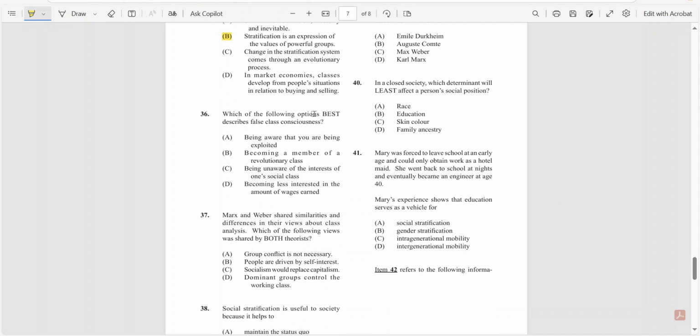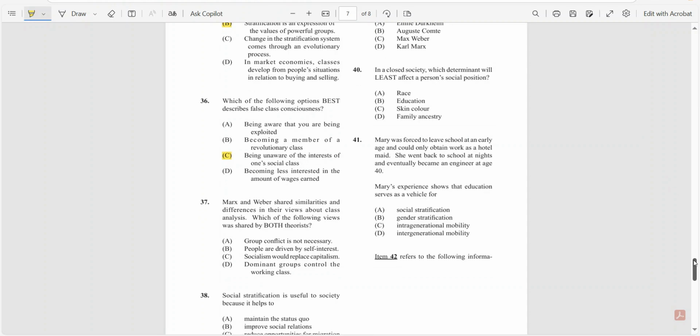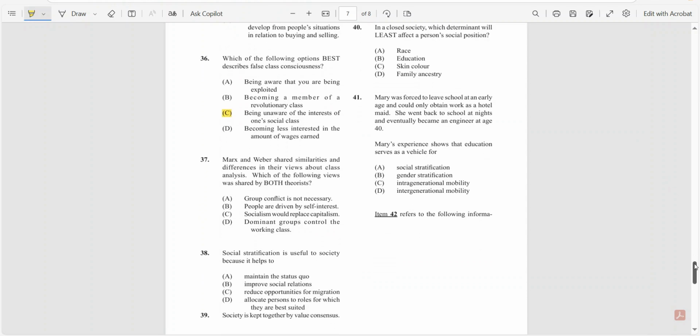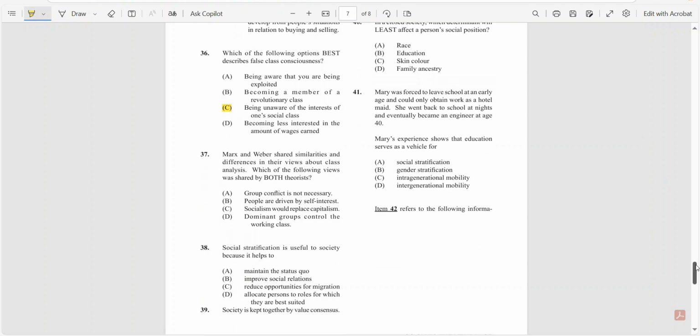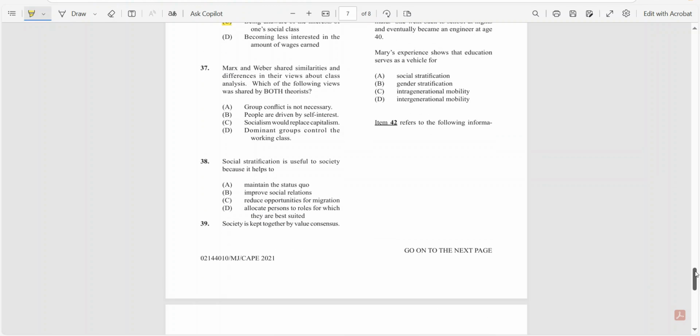36. Which of the following options best describes false class consciousness? So this is when Marx speaks about us being unaware of our interests. So the lower class, they don't want to revolt because they don't come together and say, okay, we are experiencing exploitation. 37. Marx and Weber shared similarities and differences in their views about class analysis. Which of the following views was shared between both theories? And that is D. Dominant groups control the working class.